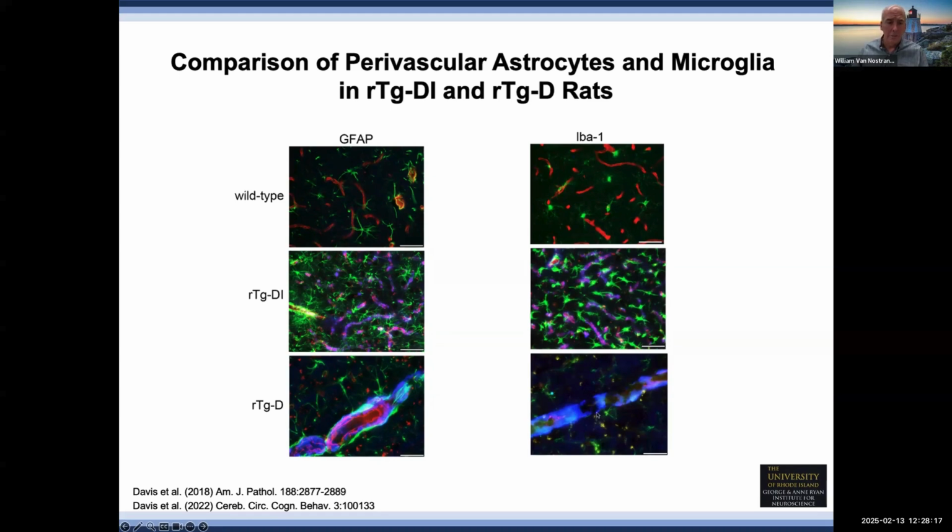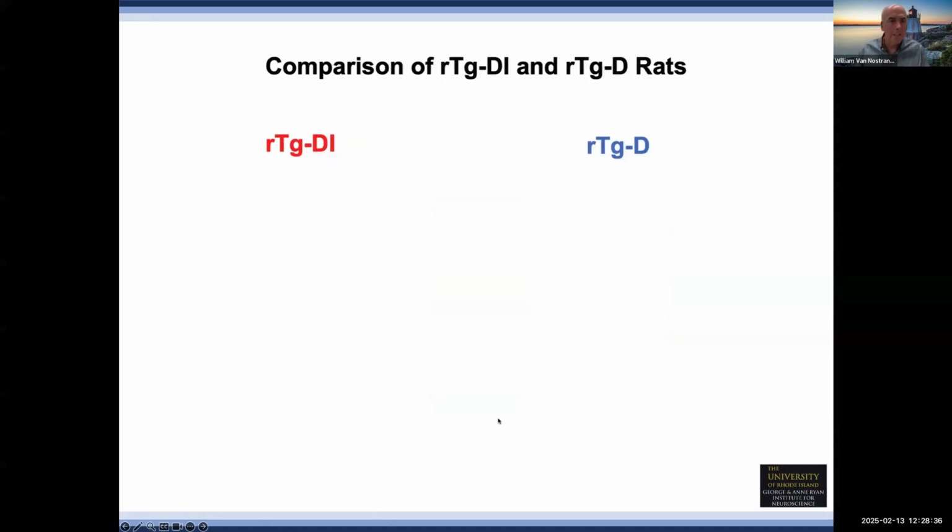When you look at the CAA type 2 Dutch rats here, again, the amyloid is contained within the vessel wall, not engaging the surrounding parenchyma. Again, we see very little of a microglial response. They're mainly here in their resting surveillance mode. So again, very, very different inflammatory responses depending on which type of CAA we're looking at.